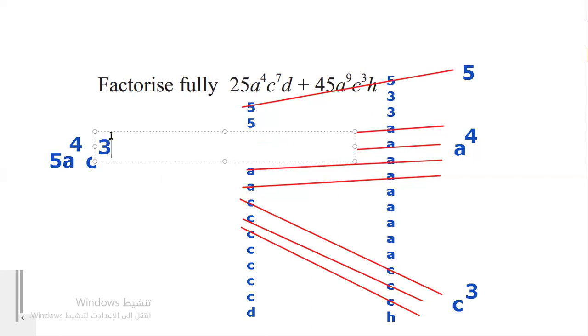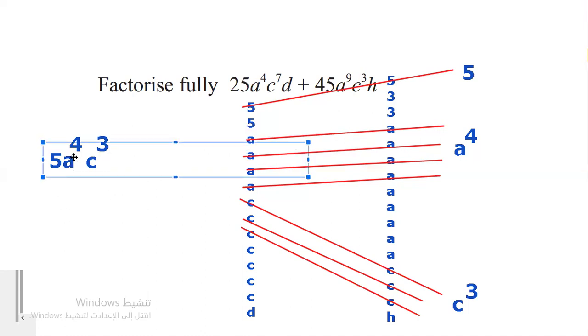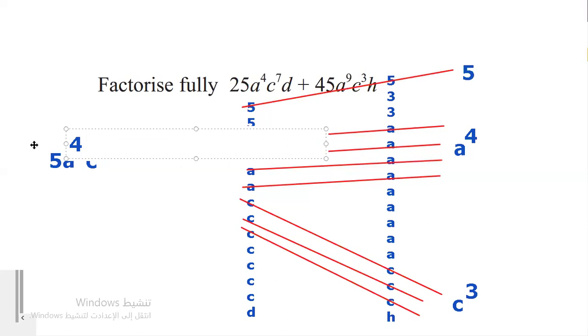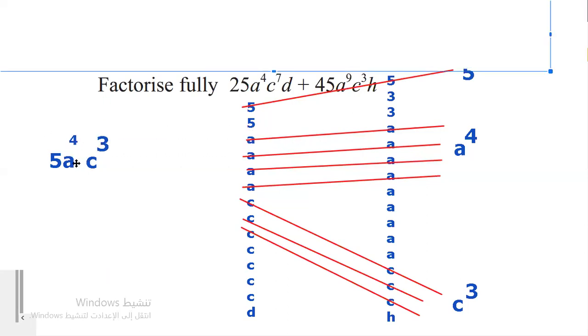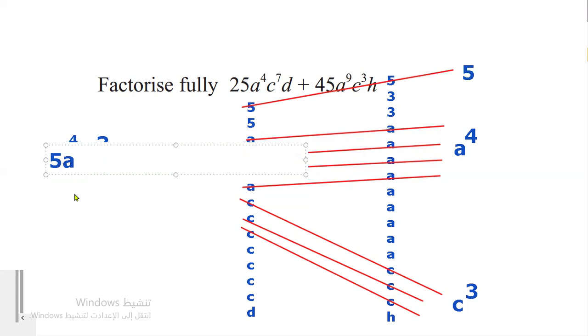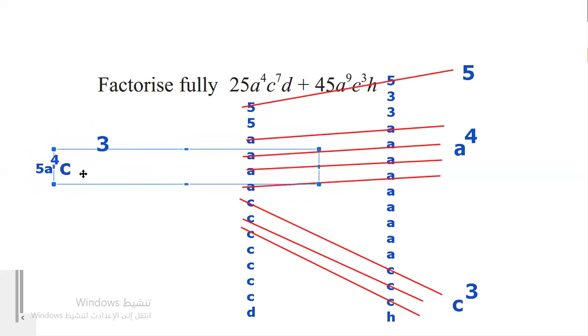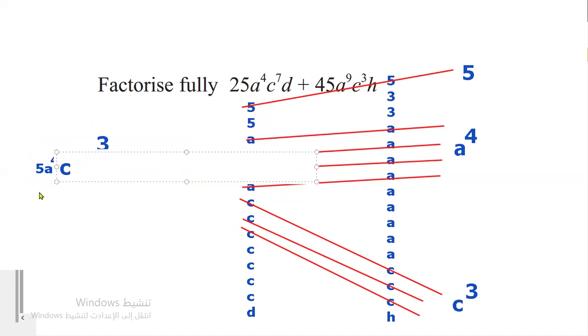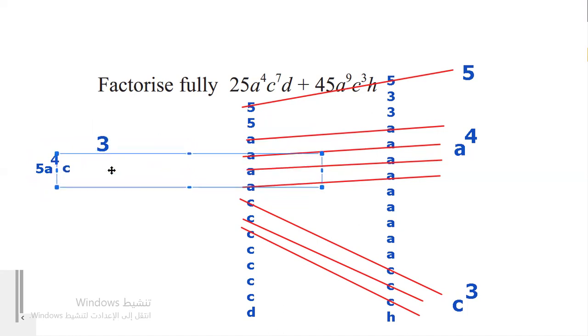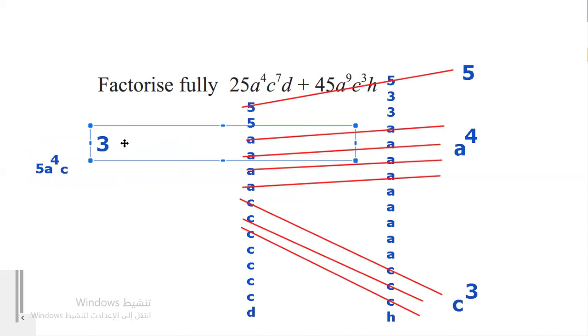After you write what's common, you have to open a bracket to write what you left inside the bracket. Now, let me take these and make them smaller. I don't think we have enough space for all of them. Let's make it 24. Yes. A little space. 5A to the power of 4, and then C to the power of 3. Let's put it here.